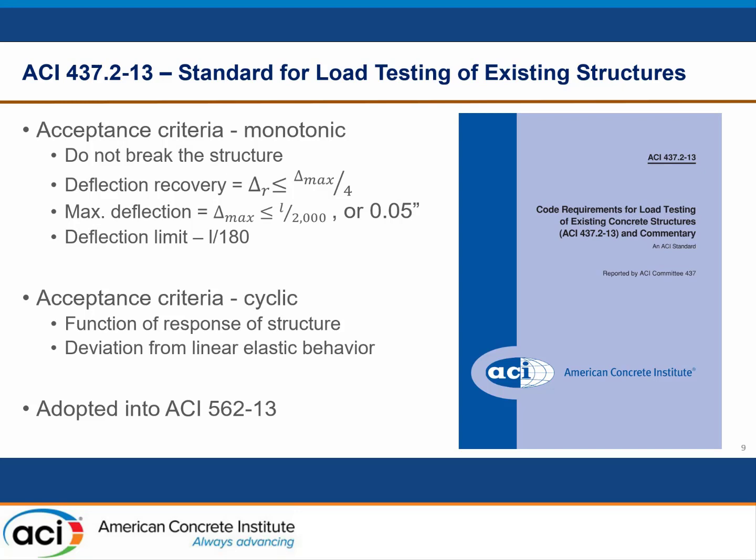For the acceptance criteria for a cyclic load test, this is where it really gets cool. We're actually looking at the response of the structure, and with load testing, we're actually thinking about, is the structure degrading? Is there a deviation from linear elastic behavior? So we're actually thinking a lot more about how the structure is behaving under loading and unloading. And as I mentioned earlier, this got adopted into 562.13.